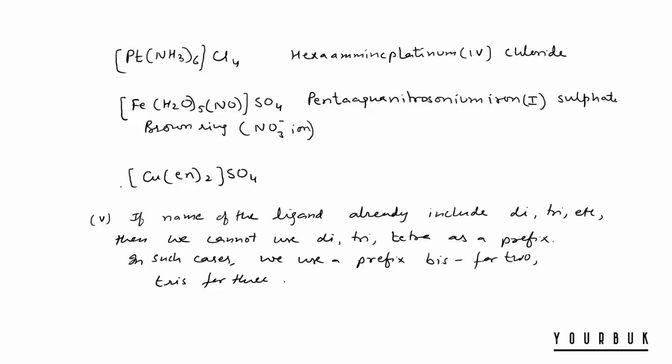So if you look at the complex again, [Cu(en)2]SO4, there are 2 en molecules present as a ligand, so we write bis. Then in the bracket we write the full name of the ligand. This is ethane-1,2-diamine, but diamine with a single m. Then we write the name of the metal, copper, followed by its oxidation state in Roman numerals, II. Then we write the name of the anion, sulfate. So its complete name is bis(ethane-1,2-diamine)copper(II) sulfate.